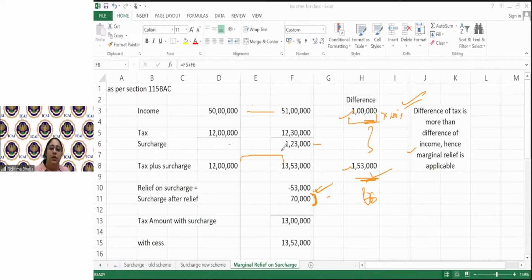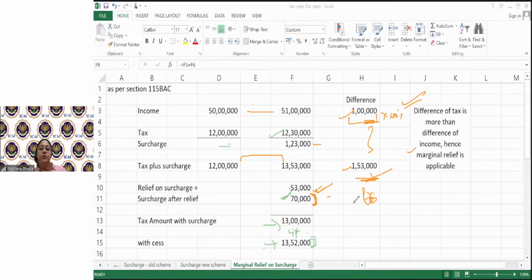Now the tax would be, guys, how much? 1230 plus 70. Total 13 lakhs. So this I will apply 4% cess. So total 13 lakh 52,000.